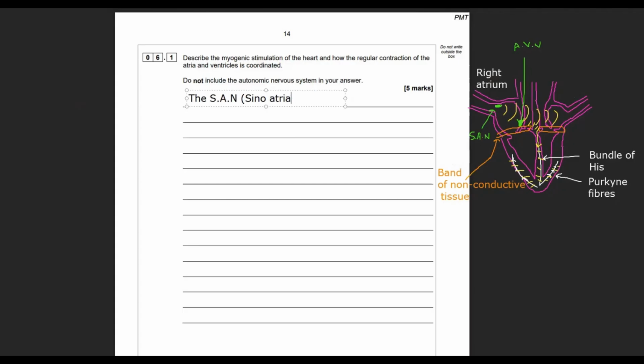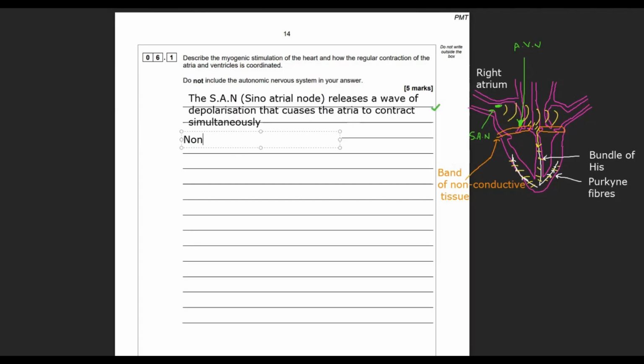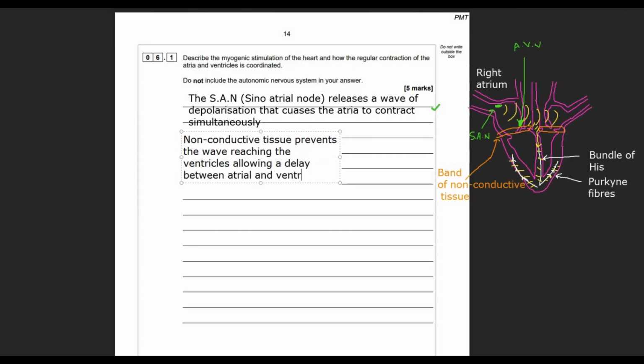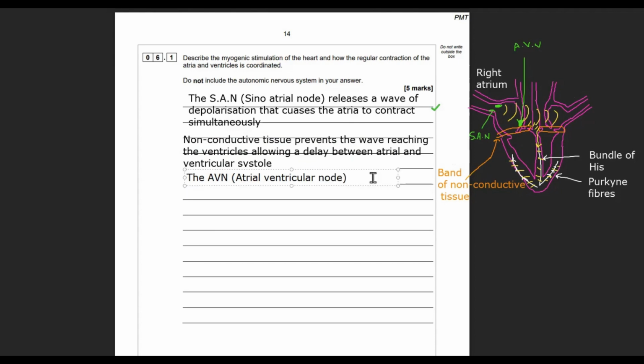So let's construct our answer. The SAN, the sinoatrial node, releases a wave of depolarization, causing the two atria, the right and the left, to contract simultaneously. However, the non-conducting tissue prevents this wave of depolarization reaching the ventricles. So there is a time delay between the atrial contraction and ventricular contraction. Of course, this is going to ensure that the chambers completely empty and we don't get the backflow of blood. It makes for a much more efficient system.